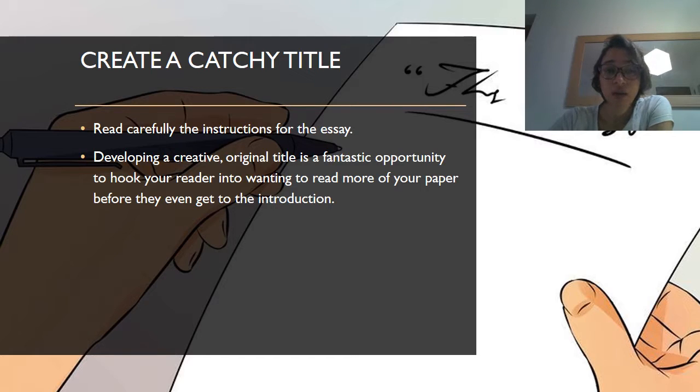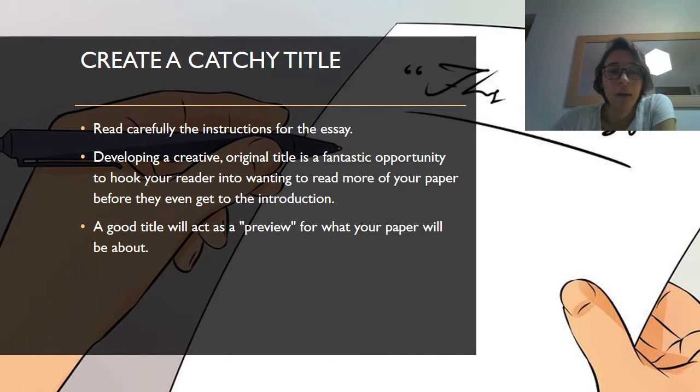The titles, they are a very good opportunity to hook your reader. What does it mean? You will hook their attention, you will grab their attention, so they will feel like reading. And it acts as a preview for what your paper will be about.